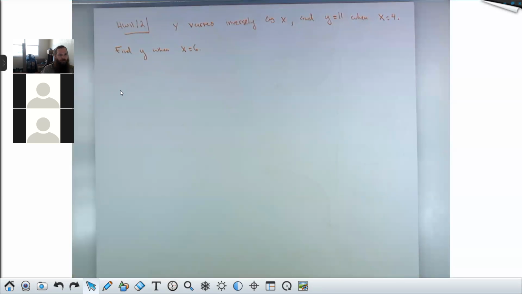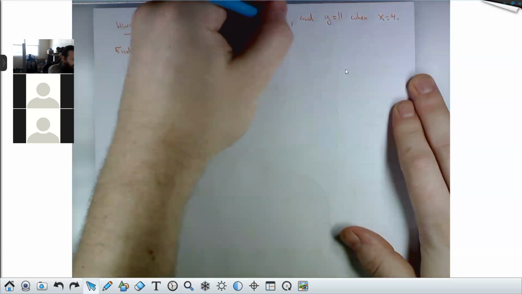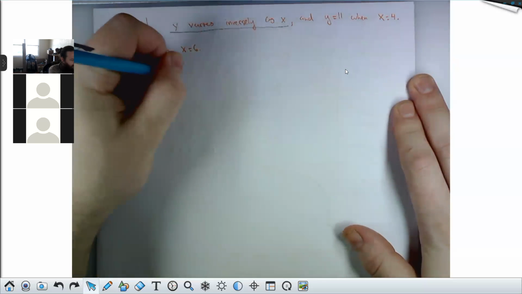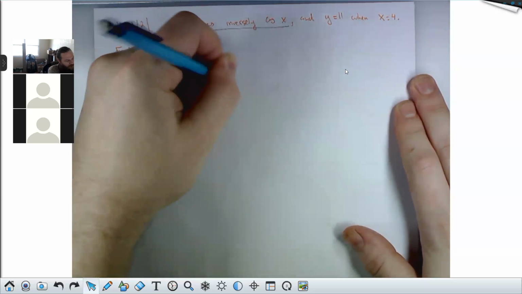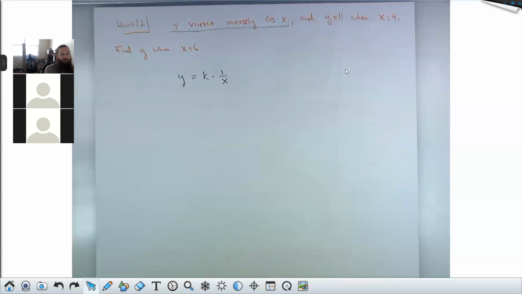So what we need to do is treat this like the other proportionality problems. We need to take some bit of this information, namely this, and write down an equation. Then we're going to take some other bit of what they gave us, this, and solve for k. That will allow us to update our equation. And finally, once we have our updated equation, we can answer whatever question we want. The fact that y varies inversely as x tells me that y is equal to some constant times 1 over x. That's what that means.